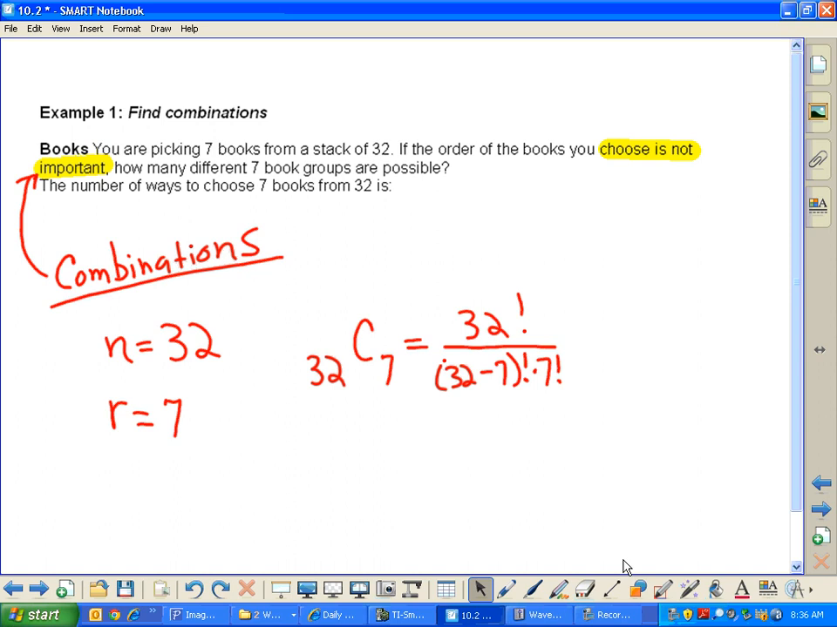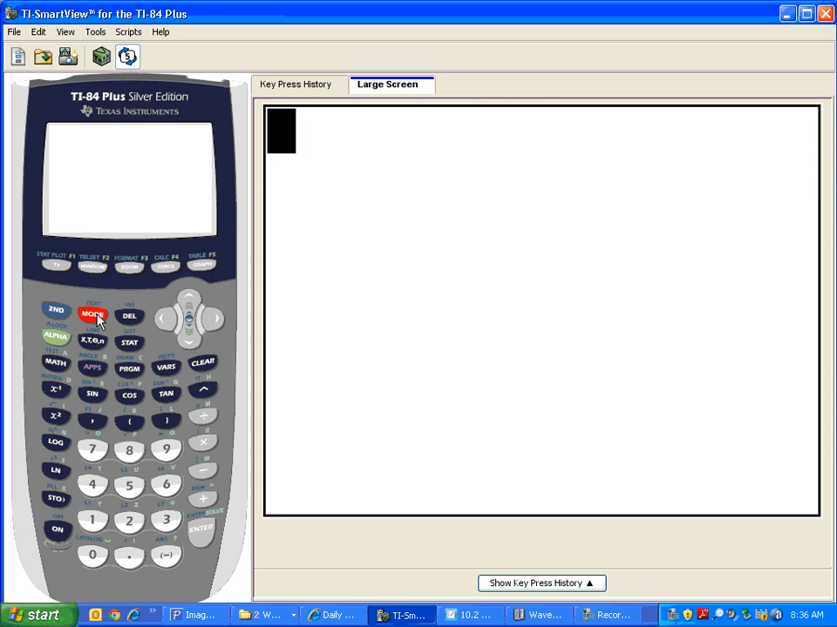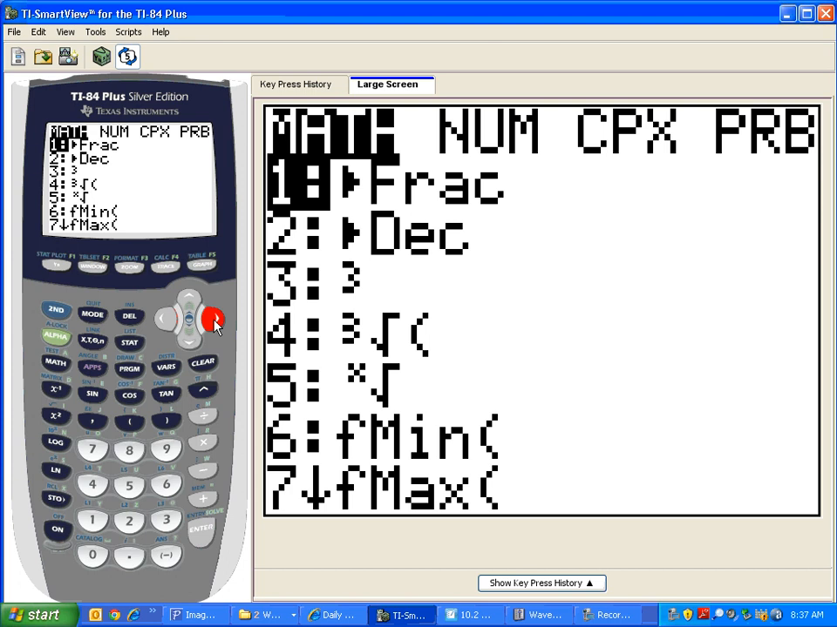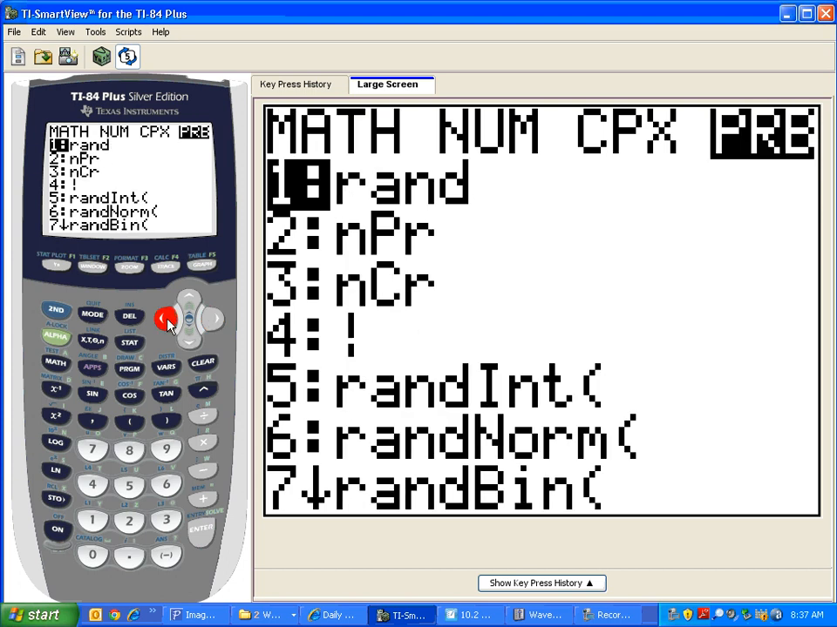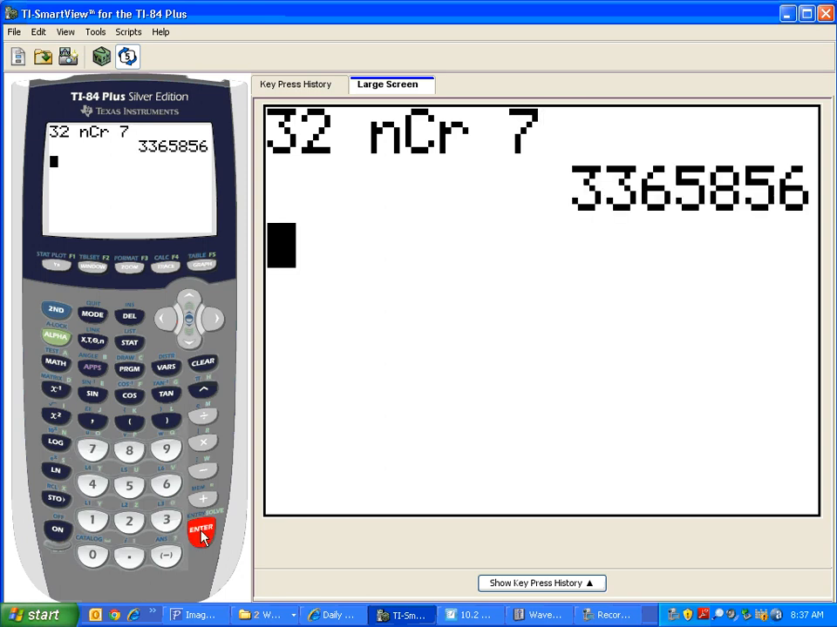And what I see here, I'll go ahead and go to my calculator to put that in. You folks know that you're going to have to store your number of items first. It works very similar to the way we did permutations in our calculator. So you're going to press 32, math, arrow over to probability. The third option down is combinations there, and I needed 7 of these books. So we get that number there. 3,365,856 is the response that you'll go ahead and put in your notes.